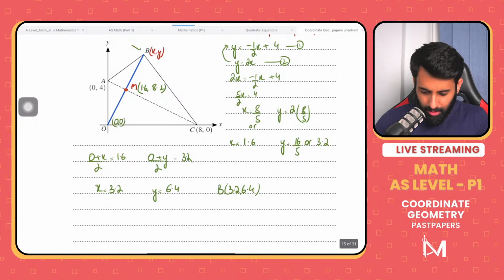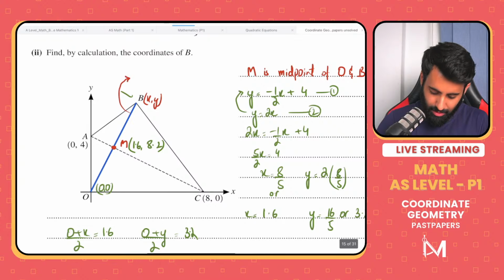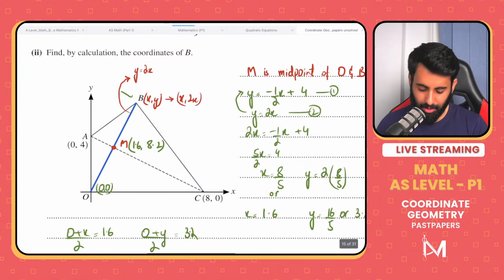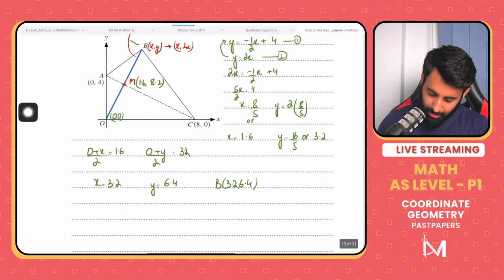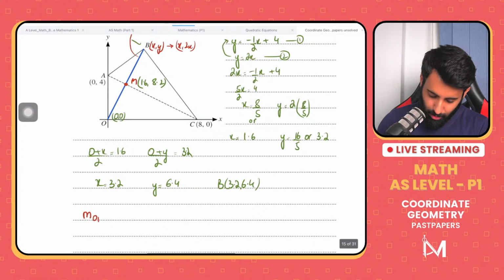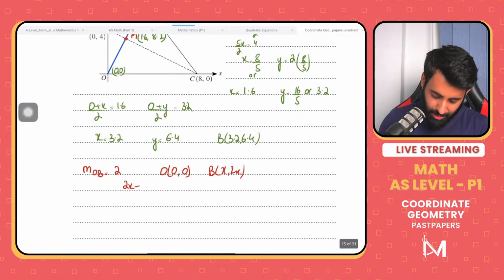Now, the other way to solve this question would be, since we know the equation of this line is y equals 2x, that means the coordinates of point B will basically be x comma 2x. If B is x, then y would be 2x because that is what y is equal to. That means I can find out the gradient of OB and equate it to 2. I will use 0, 0 as the coordinates of O, and x comma 2x as the coordinates of B. So you can use this as well, which will lead to 2x minus 0 over x minus 0 is equal to 2.